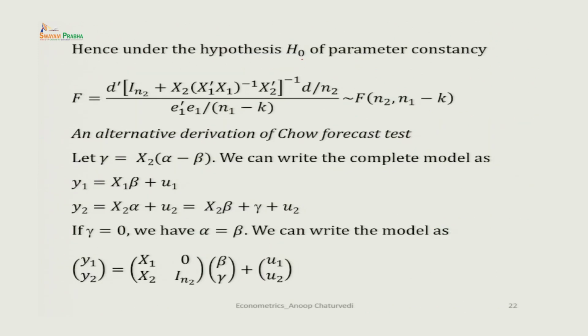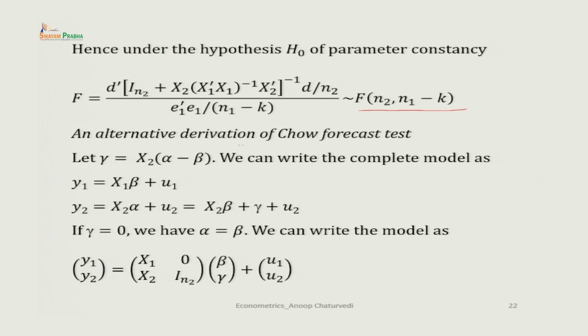So, under the null hypothesis H naught of parameter constancy, if we take the ratio d transpose (I n2 plus x2 (x1 transpose x1) inverse x2 transpose) whole inverse d, divided by the corresponding degree of freedom n2, upon e1 transpose e1 divided by n1 minus k, the corresponding degree of freedom, then this follows an F distribution F with n2 and n1 minus k degrees of freedom under H naught.